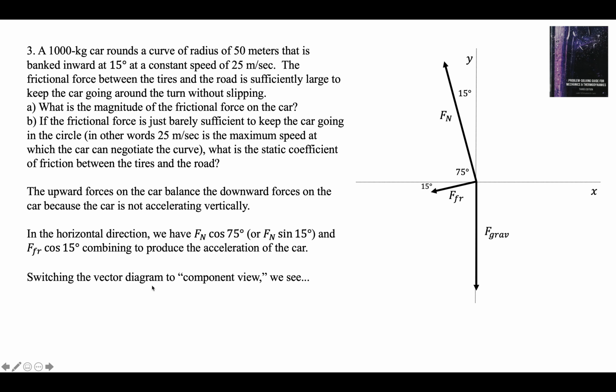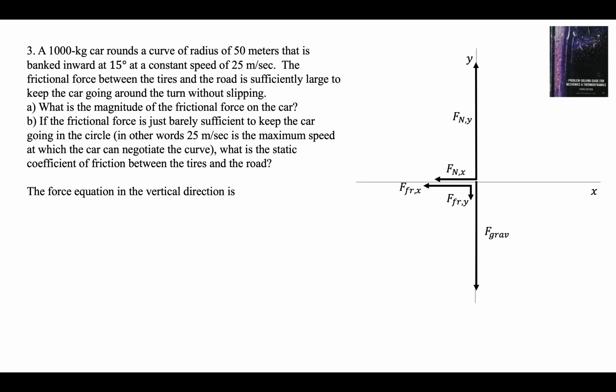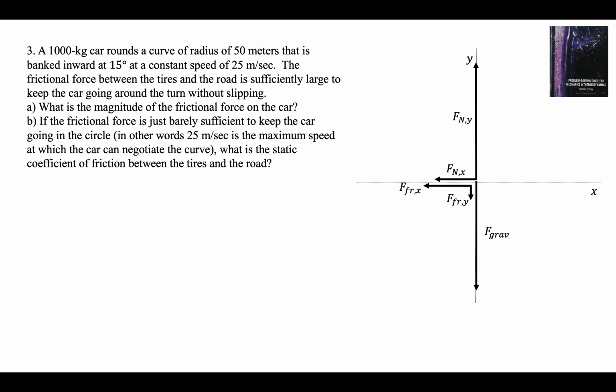Switching to component view, we just do that. Let's leave the angles off for now. Just use a subscript y and x, and it's easier to see what's going on there. The force equation in the vertical direction, Fn sub y balances the frictional force in the y direction and the gravitational force. We can put in the angles and we can put in the numbers. So that's the sine 75, that's cosine 75, that's m, and that's the gravitational field, 10 newtons per kilogram, and the weight of the car is 10,000 newtons, mg is 10,000 newtons. That's about all we can do with that.